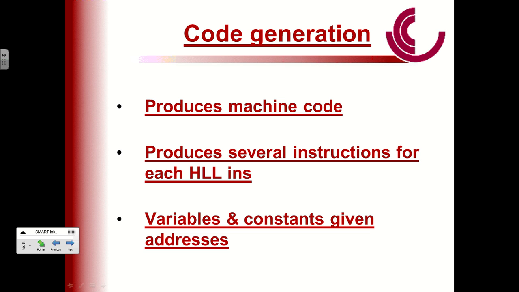Why do we have code generation? Well, the first one is pretty obvious. What does code generation do? Reduces code? Code generation produces machine code.